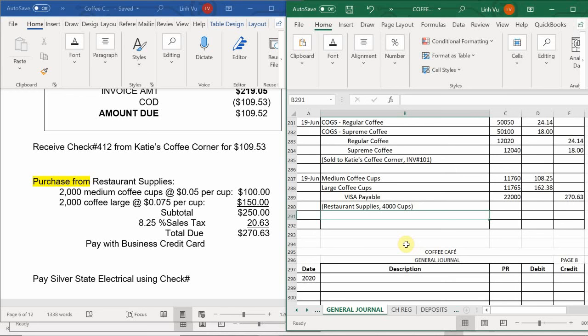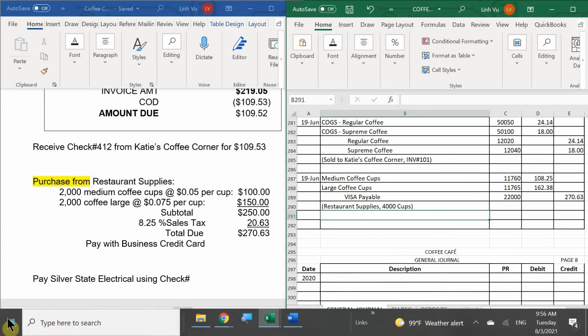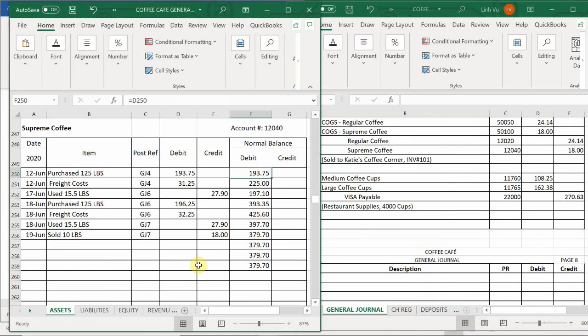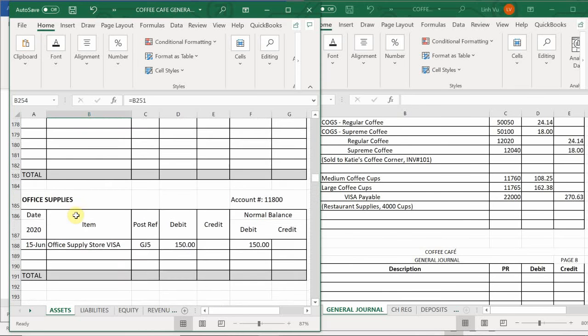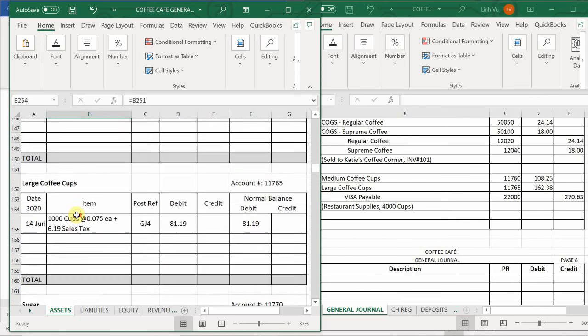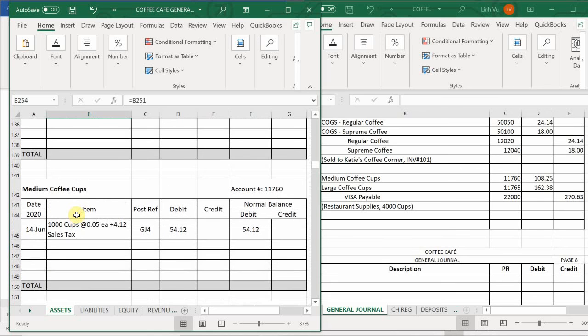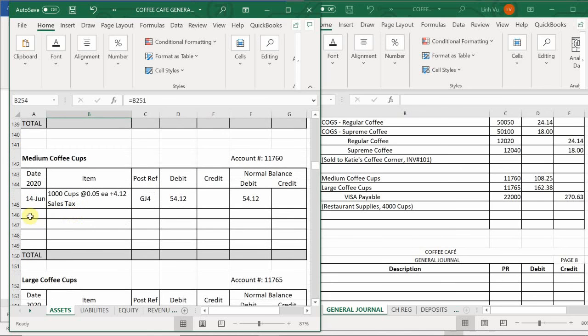So what's next? We're going to post to our general ledger. We're going to update our accounts in the general ledger. Which account are we going to go into first? Medium coffee cups. Well, here we are, medium coffee cups.